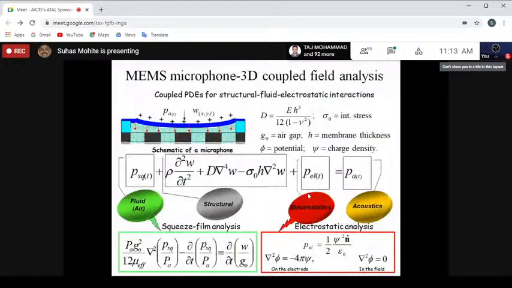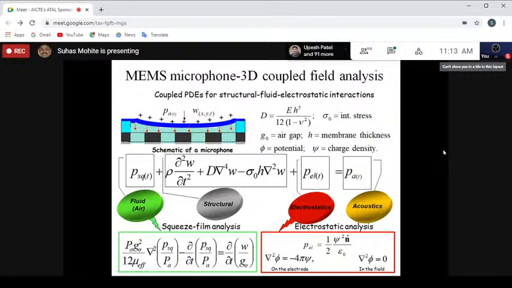Okay, so this is the analysis of MEMS. If you don't want, I can skip this, but I will just take 1 or 2 minutes. So this is the microphone, and you need to do the analysis. Some of you may be wondering what kind of analysis it is.